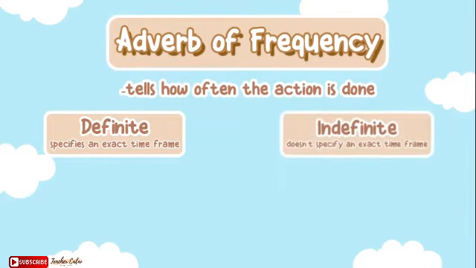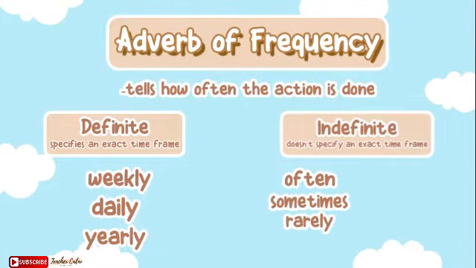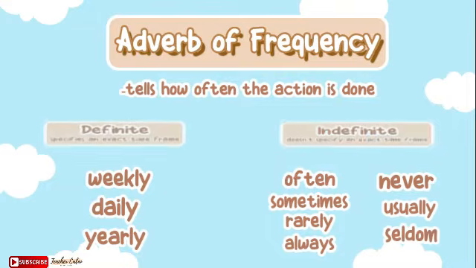An adverb of frequency is either definite or indefinite. When we say definite adverb of frequency, it specifies an exact time frame, such as weekly, daily, or yearly. And when we say indefinite adverb of frequency, this doesn't specify an exact time frame, like often, sometimes, rarely, always, never, usually, and seldom.